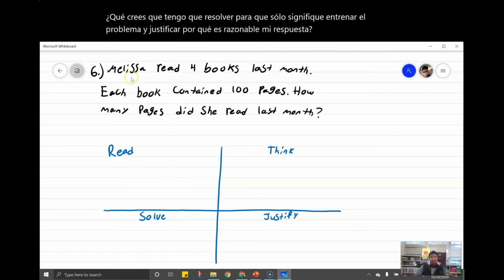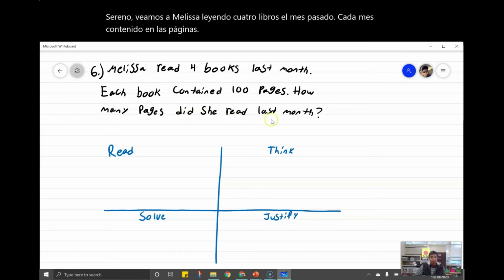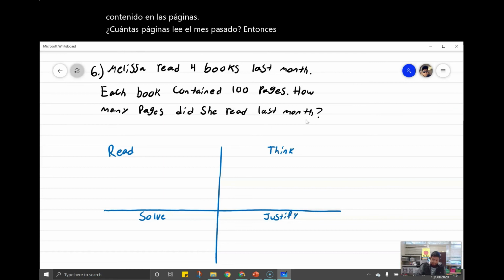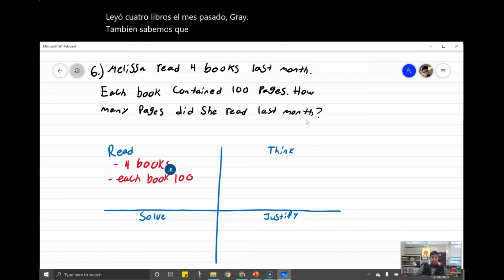So read. Let's see, Melissa read 4 books last month. Each book contained 100 pages. How many pages did she read last month? So what do we know? We know that she read 4 books last month, right? Okay. We also know that each book is how many pages? 100. Good. Okay. So how many pages did she read last month?